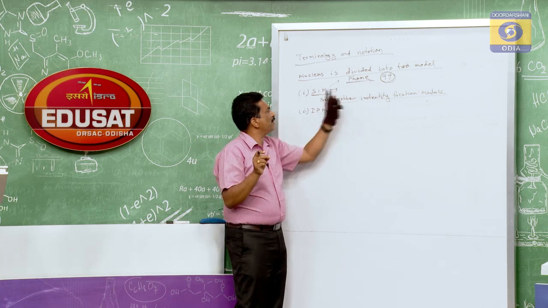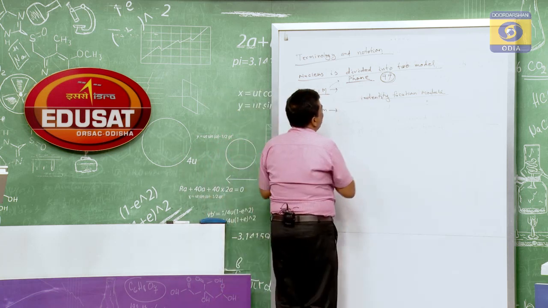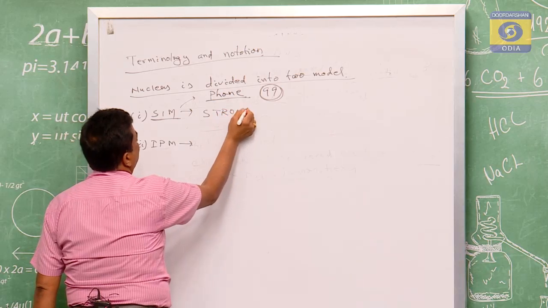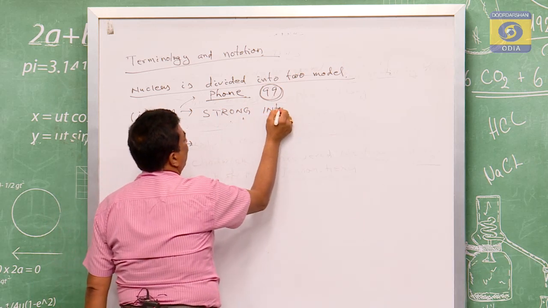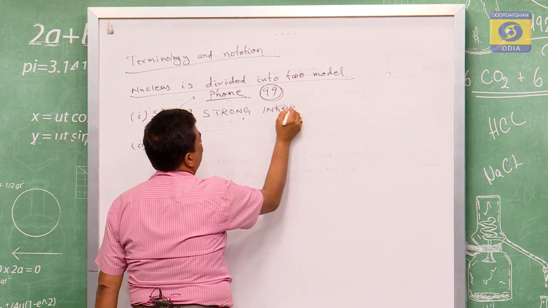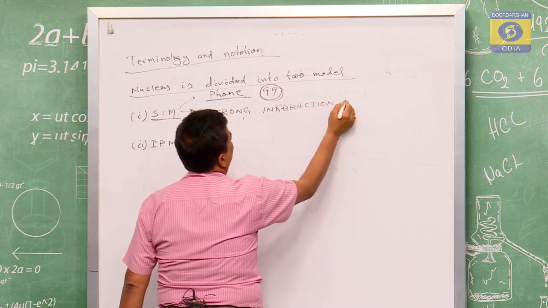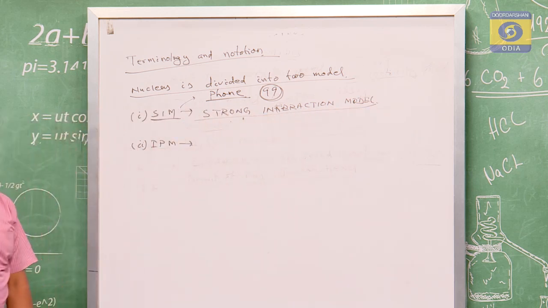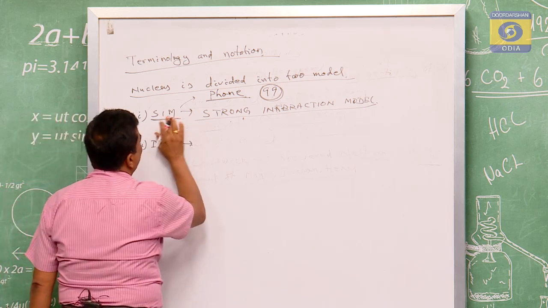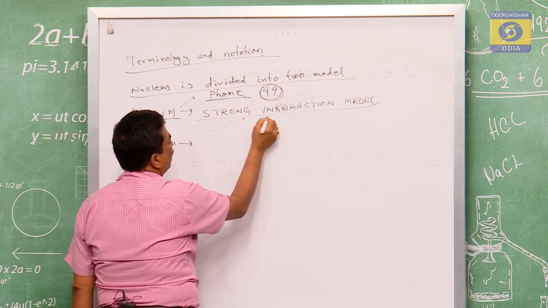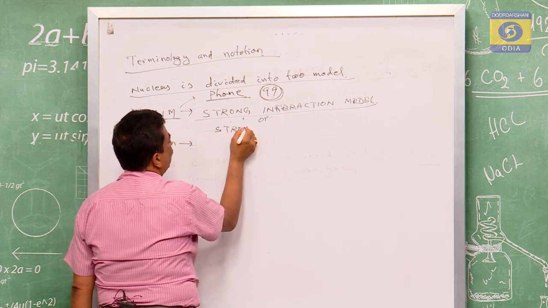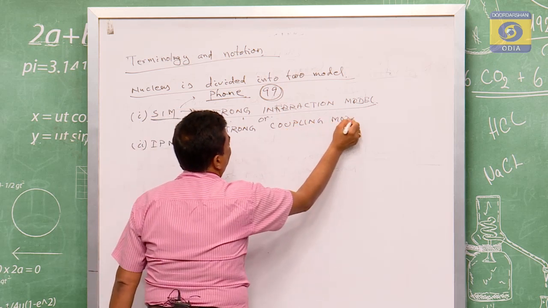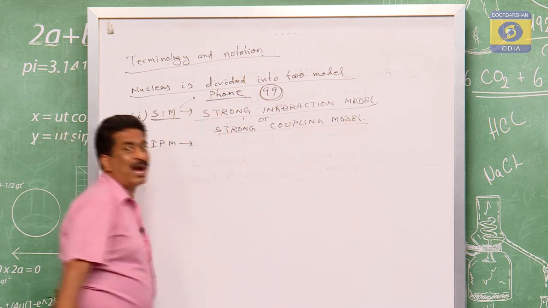So, that is the subscriber's name in the phone, but here SIM is not the subscriber, it is the strong interaction model. That is the strong interaction model. The strong interaction model is also known as the strong coupling model. Strong coupling model. So, how does it happen?